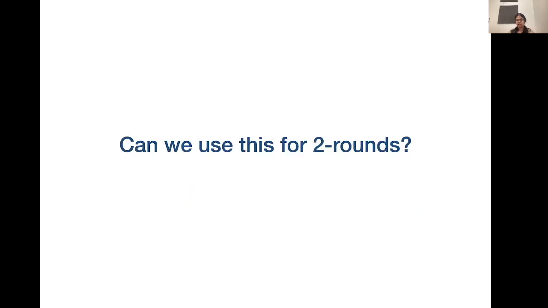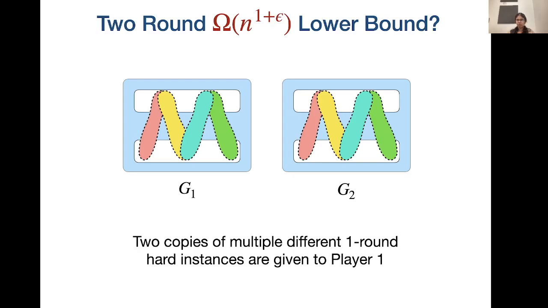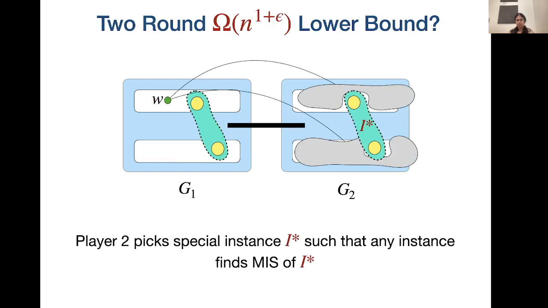Now, how do we use this technique to get a lower bound for 2 rounds? Let's say we replace the multiple edges that we had in the 1 round hard instance with multiple 1 round hard instances themselves, and picking a special edge now is the same as picking a special 1 round hard instance. That is, we have multiple 1 round hard instances, and we have 2 different copies of these instances given to player 1. And player 2 is going to pick a special instance I star such that any MIS is going to find the MIS of I star also, just by connecting all vertex pairs across these two copies except the vertices in I star.